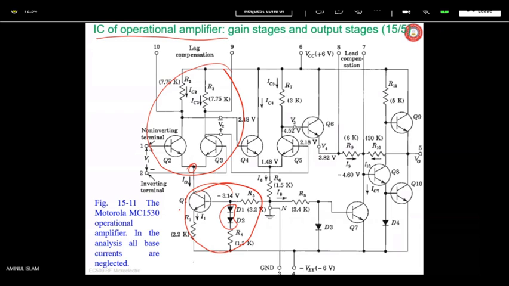The output stage uses voltage shunt feedback because of R9 and R10. From equation 15-1, which we have already seen, the fourth stage gain AV4 is equal to minus R10 by R9, which is going to be minus 5, putting the values of R10 equal to 30K and R9 equal to 6K.